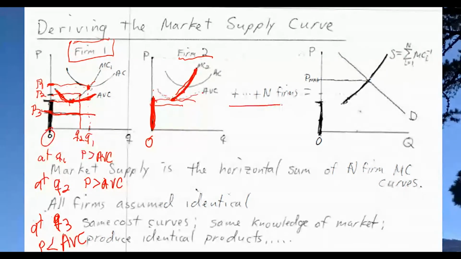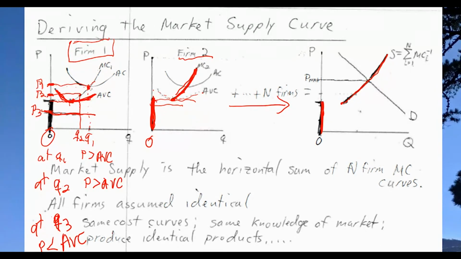All right, so if we sum this up across the n firms to get the market supply curve, the market supply curve is actually going to look like this. It's going to be 0 for all prices that are too low, and then once we get to minimum average variable cost, it's going to come out to be the summation of the marginal cost curves.